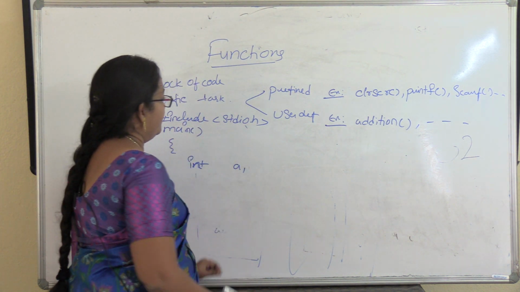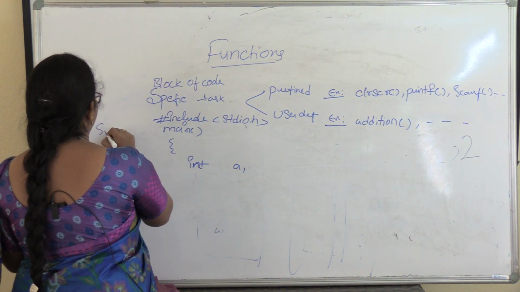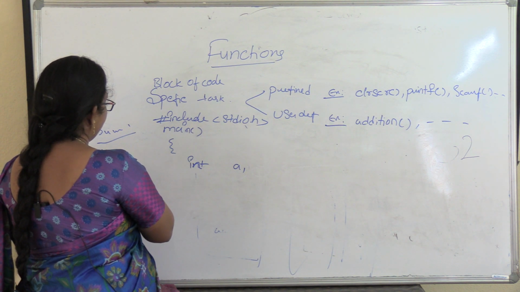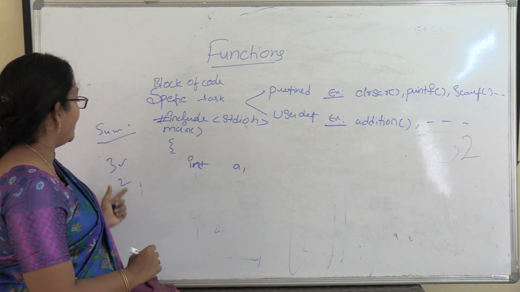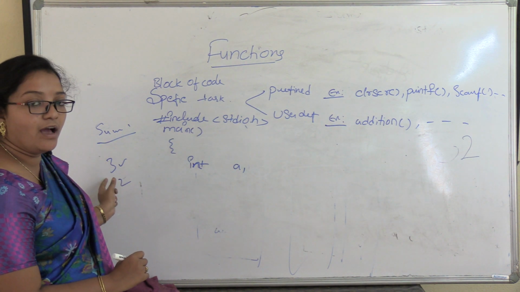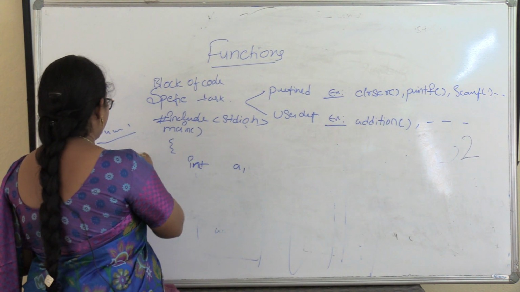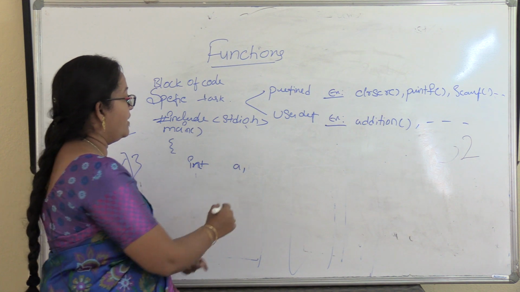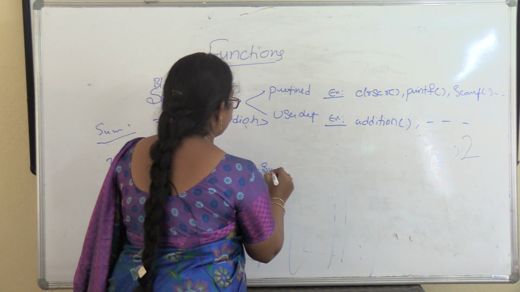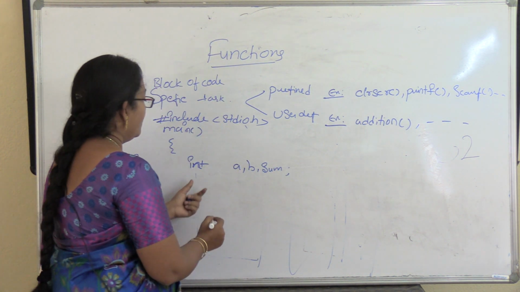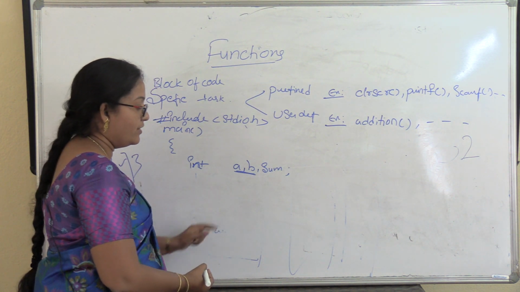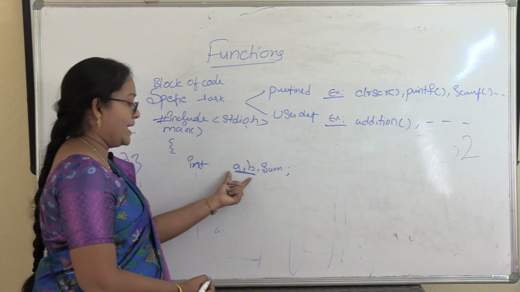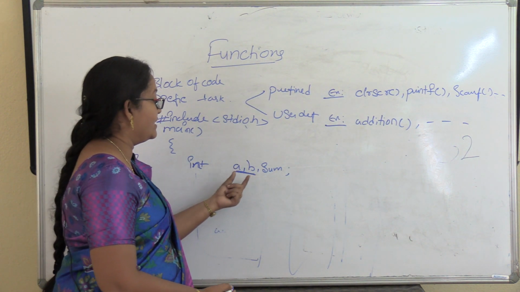Next, I am doing the sum of two numbers, so I require three variables: two variables for the values, and the resultant value will be stored in another variable. So I am taking three variables, a, b and sum. Next we have to take the values of a and b. We can take them dynamically or statically.